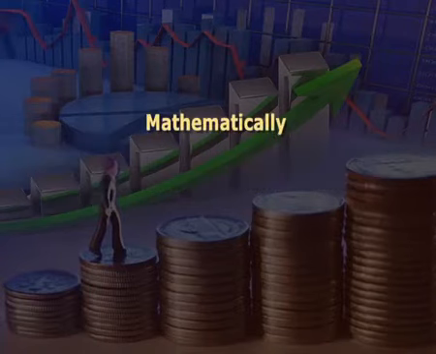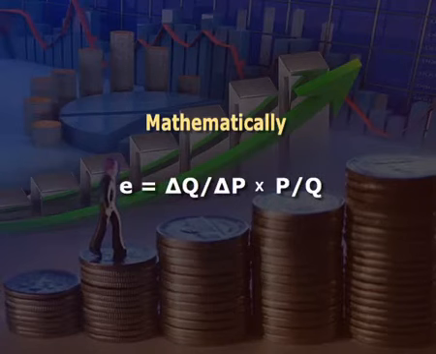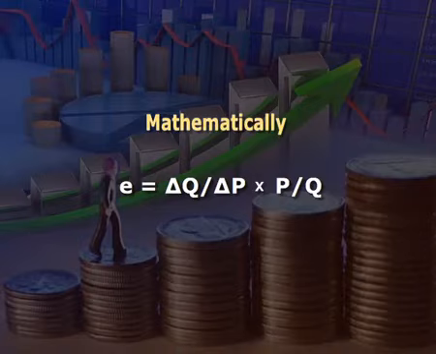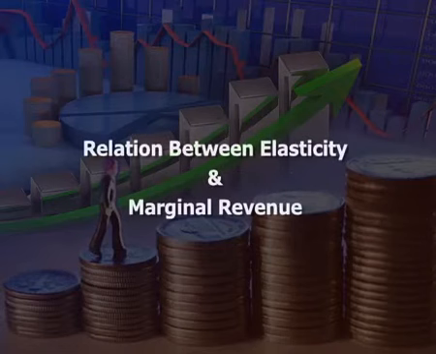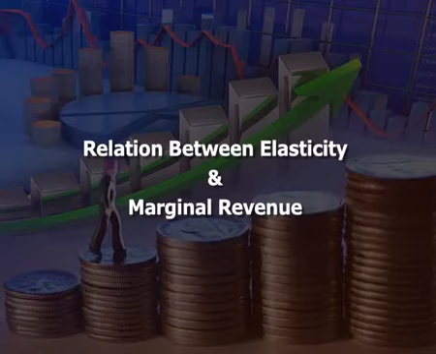In mathematical terms, E is equal to change in Q divided by change in P multiplied by P by Q, while marginal revenue is defined as the change in total revenue due to a 1 unit change in quantity. In mathematical terms, MR is equal to delta TR by delta Q. Now we know what elasticity and marginal revenue are. Then, let's discuss the relationship between them.